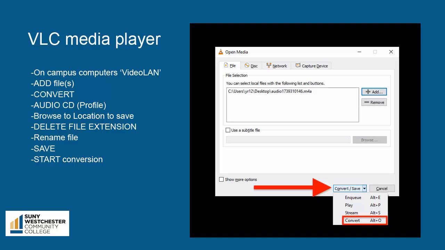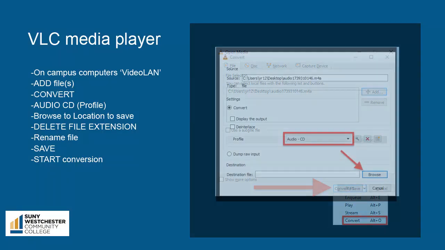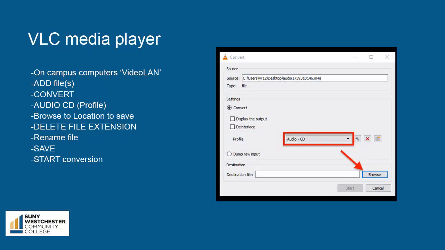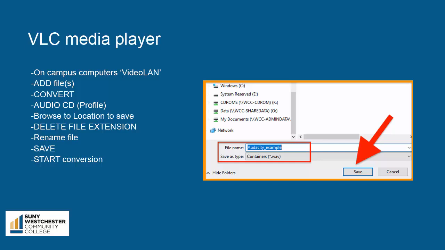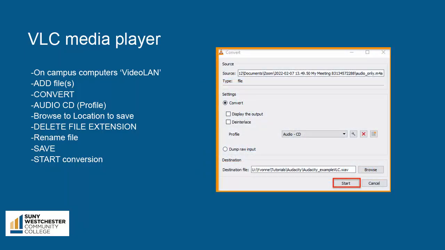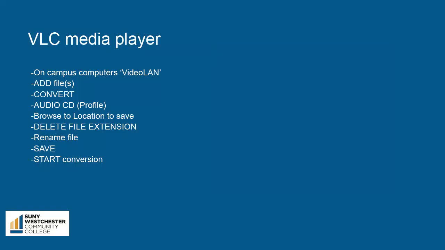Add the file. Use the drop-down to select Convert. Change the profile to Audio CD. Then browse to a folder for saving the new file. Here, the destination file window will include the old file name and extension. Be sure to delete the old file extension. Click Save to save the new file name and folder, and then Start to convert.